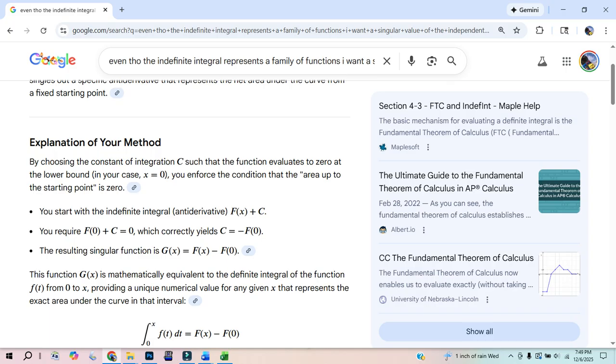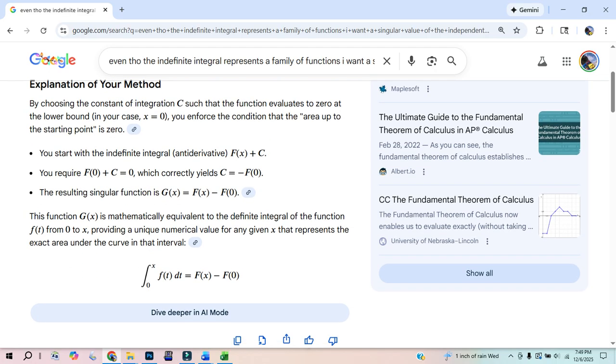And so let's read this. This function g of x is mathematically equivalent to the definite integral of the function f of t from 0 to x, providing a numerical value for any given x. So there it is. It's the integral from 0 to x. This is a definite integral. This part over here represents the area under the curve of this original function f of t. And hell yeah. And that's going to now represent F of x minus F naught, the way we have it.